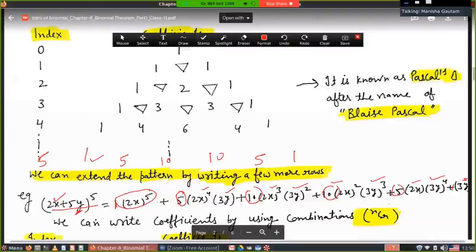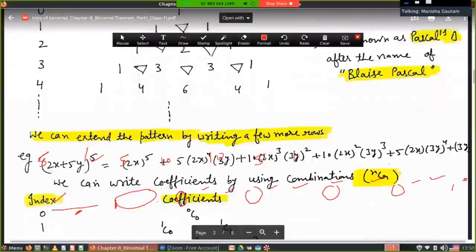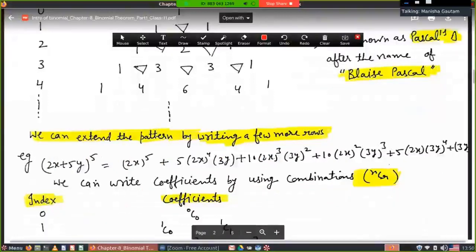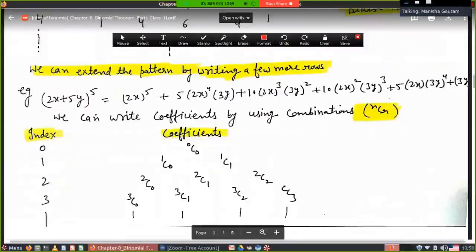When I'm talking about coefficients, we can write the coefficients by using combinations. As I have written in the Pascal triangle, all these coefficients which I have written above can be written in the form of combinations. We have studied the chapter permutations and combinations. Now by using combinations, we can write the coefficients.